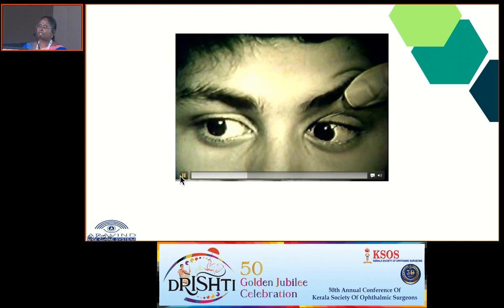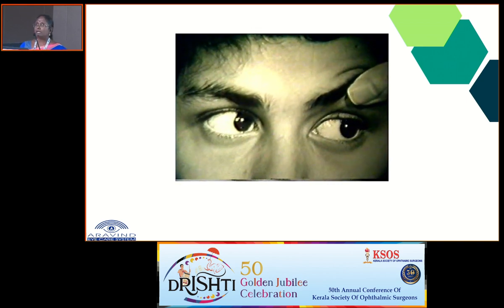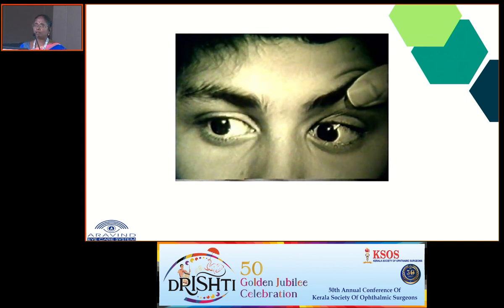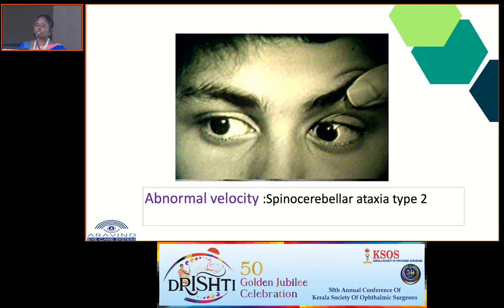If you see this video, the movements are a bit slow. You are not seeing a pursuit. This is actually a saccade. It is a slow saccade. So this is an abnormal velocity which is often seen in spinocerebellar ataxia type 2.